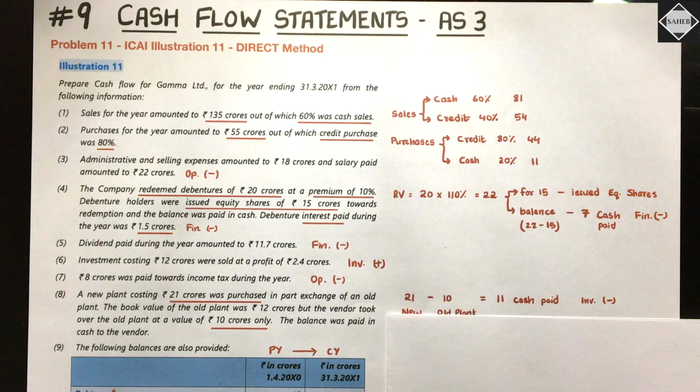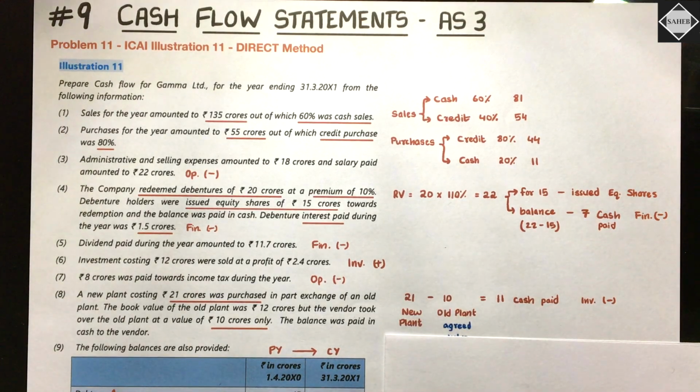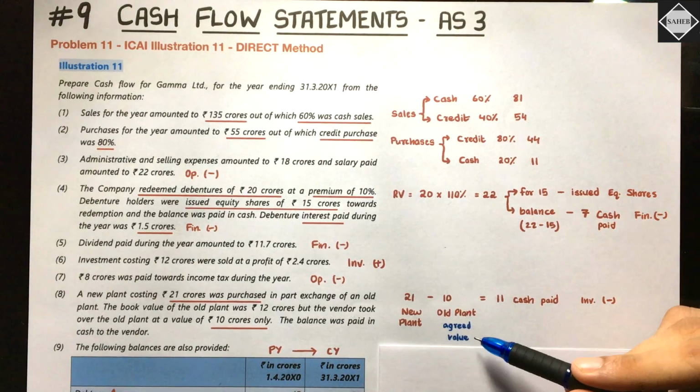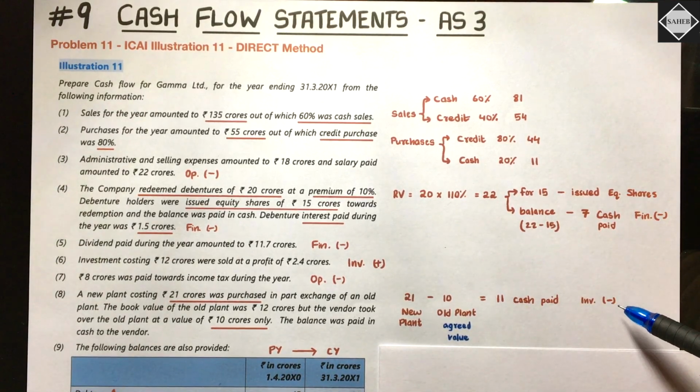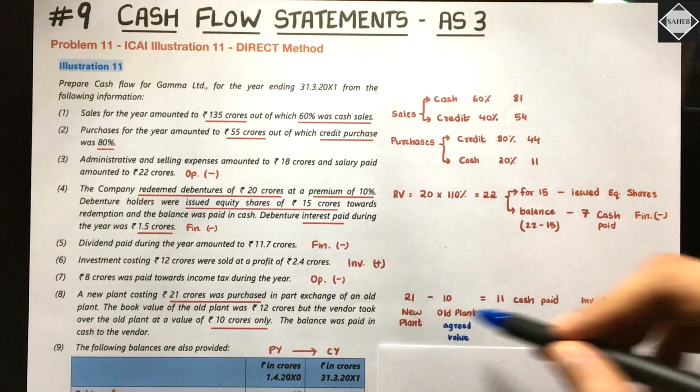So see here the calculation. New plant amount minus old plant agreed value you have to take. Then only you will find out the cash flow. And this will be subtracted in investing activity. In indirect method also you will do the same thing.